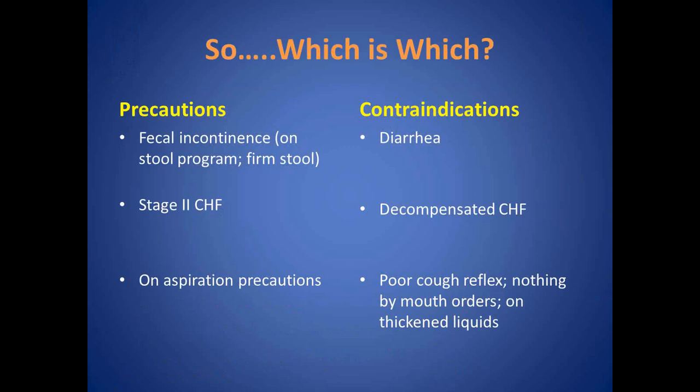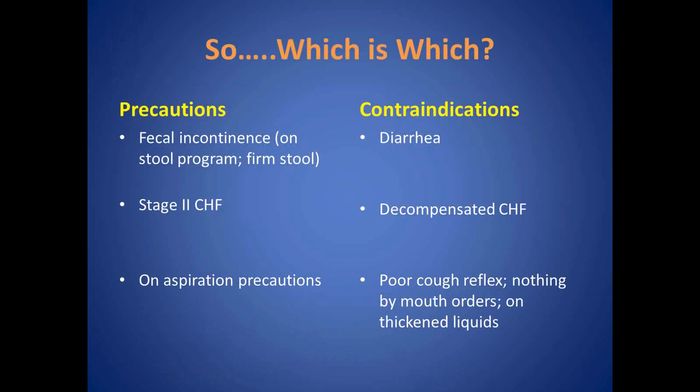I am not going to be able to tell you what your facility should put in which list, but I can tell you that there are several conditions that have kind of a spectrum. So for example, on your precautions list might be fecal incontinence. So let's say that you put all fecal incontinence on your contraindications list. Well, that means that you can never place anyone who is fecally incontinent in the water.